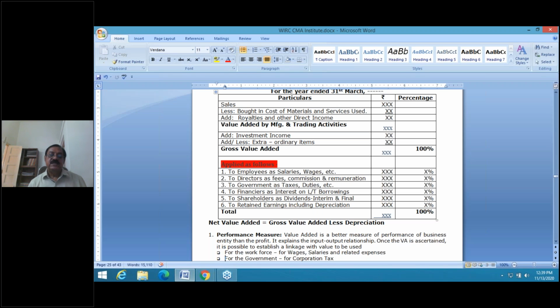So here financial cost is also considered. Financials has interest on long-term borrowings like debentures and other term loans. Working capital, friend, is not your long-term borrowing, it is a short-term borrowing, you are aware. So interest on working capital is a service provided by the bank. So interest on working capital will come under the bought in cost of material and services used. But interest on debentures, which are long-term funds, interest on your term loans, which are long-term funds, that will come under item number 4. Okay.